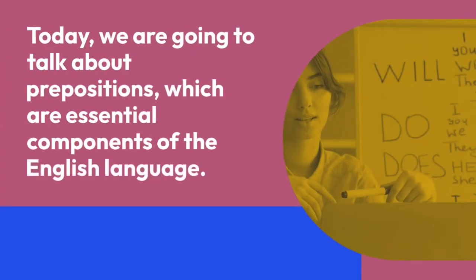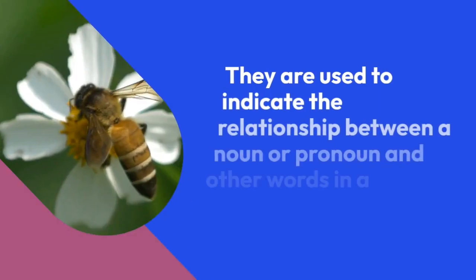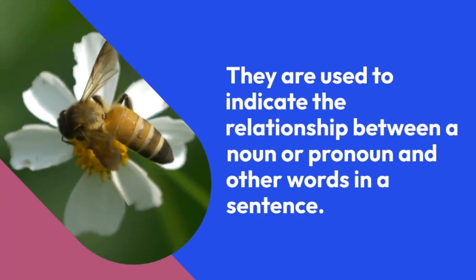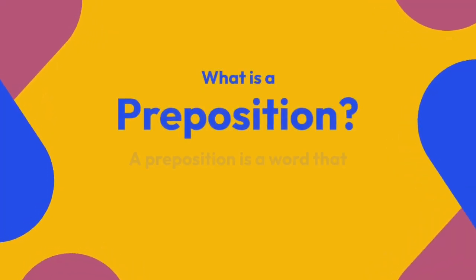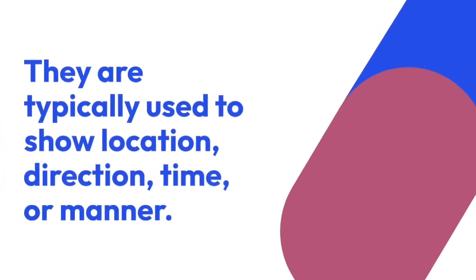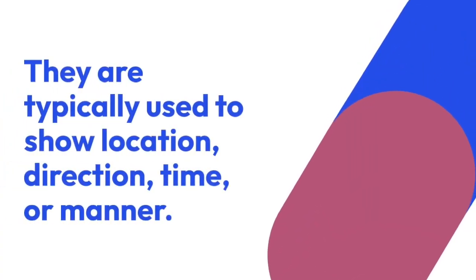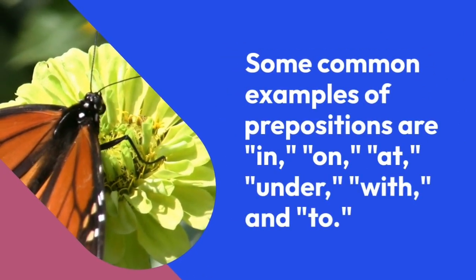Today, we are going to talk about prepositions, which are essential components of the English language. They are used to indicate the relationship between a noun or pronoun and other words in a sentence. What is a preposition? A preposition is a word that links a noun or pronoun to another part of a sentence. They are typically used to show location, direction, time, or manner. Some common examples of prepositions are in, on, at, under, with, and to.